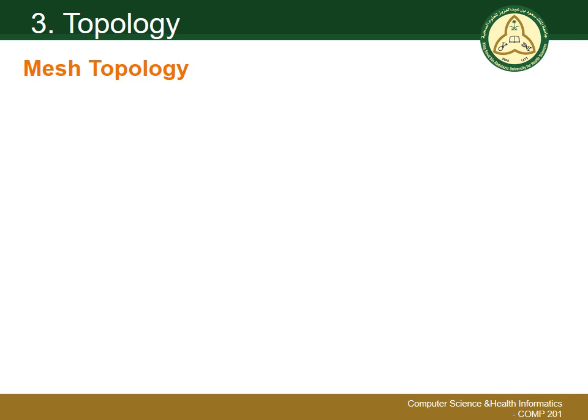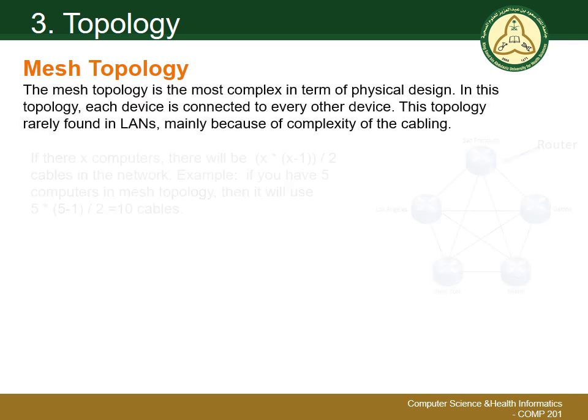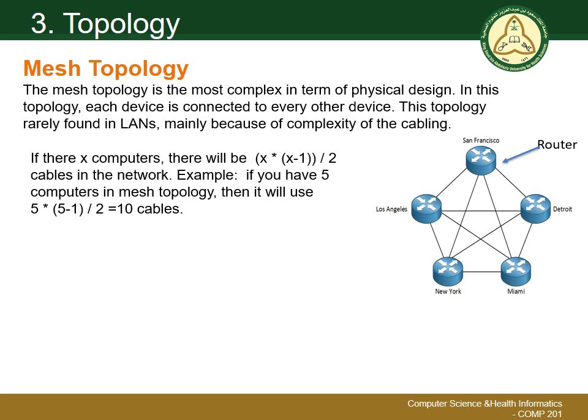Number 4 is called mesh topology. With the mesh topology, each device in this network is connected to all other devices. As you might see in here, this is the mesh topology. So each device here is connected to every other device on the network. That might make it a more complicated, more complex structure.